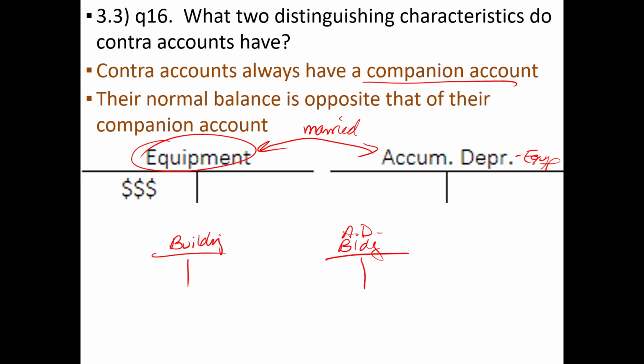So they're tied together. And the normal balance of those accumulated depreciations is always going to be a normal credit balance. It's always going to act opposite or contrary to whatever the companion account is. So in this particular case, the accumulated depreciation is a contra asset account. So it acts contrary to what the normal asset account does. If we have a contra revenue account, it will have a normal debit balance. If we have a contra liability account, it will have a normal debit balance. The idea here is it just acts contrary, but it is always tied to a specific main account.